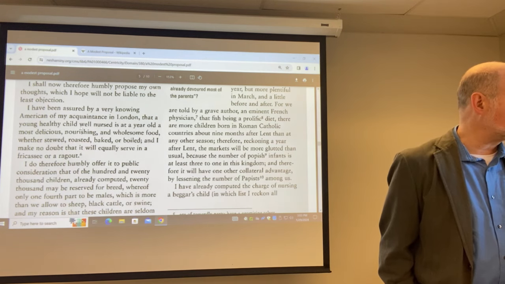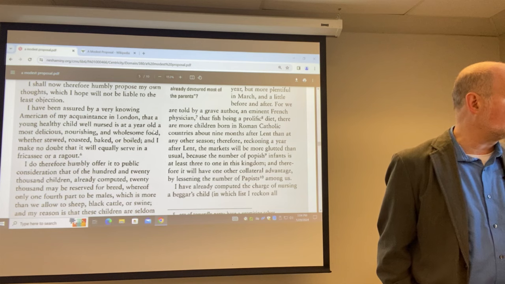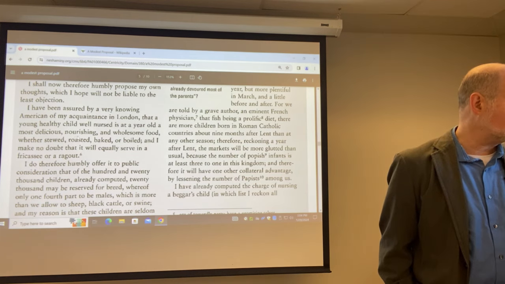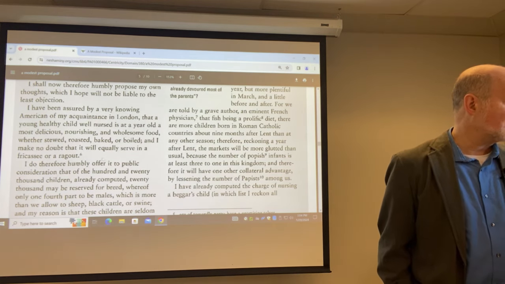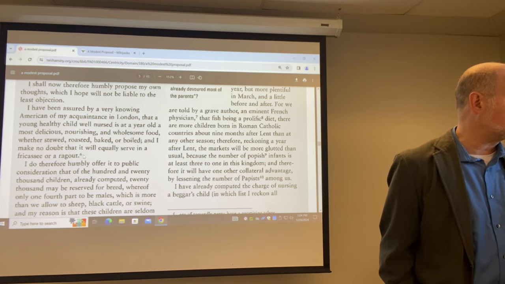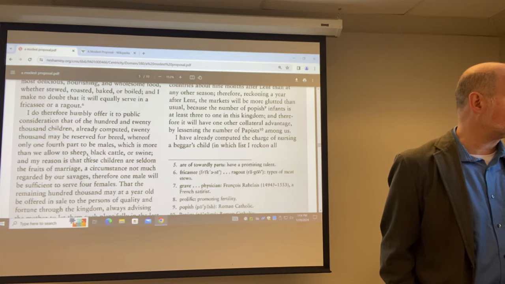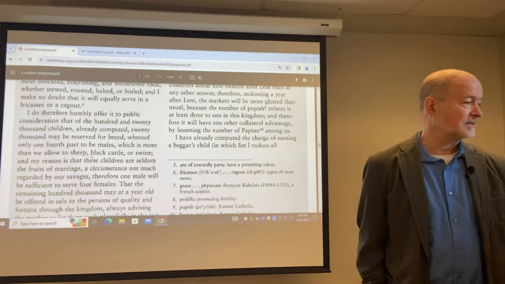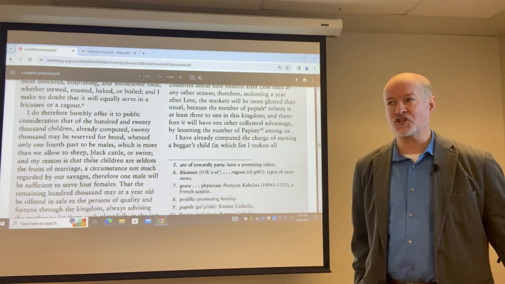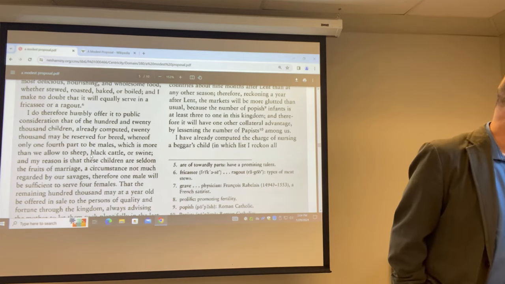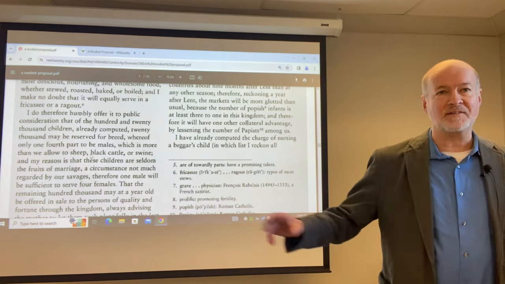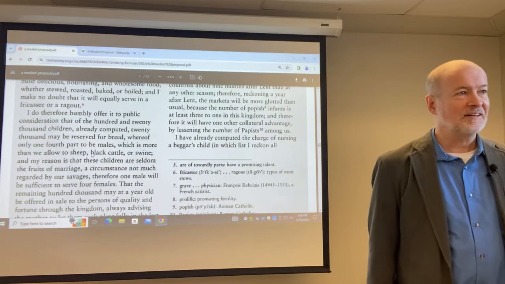That a young, healthy child well nursed is at a year old a most delicious, nourishing, and wholesome food, whether stewed, roasted, baked, or boiled. And I make no doubt that it will equally serve in a fricassee or a ragout, a meat stew. I do therefore humbly offer, now he just moves on very quickly with that. And what did he just say?